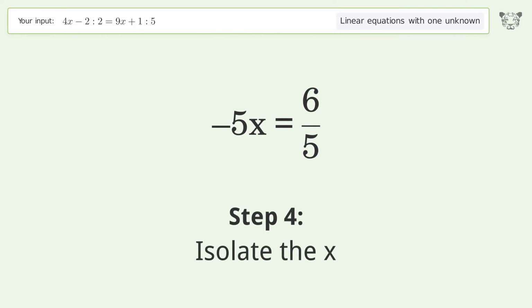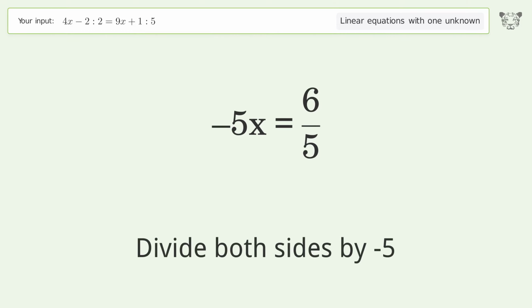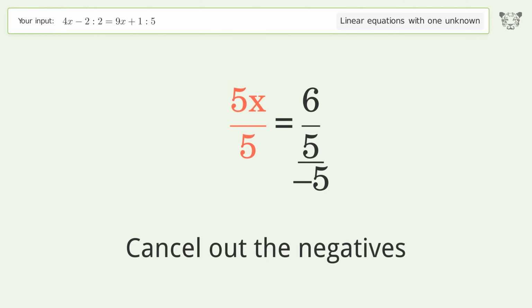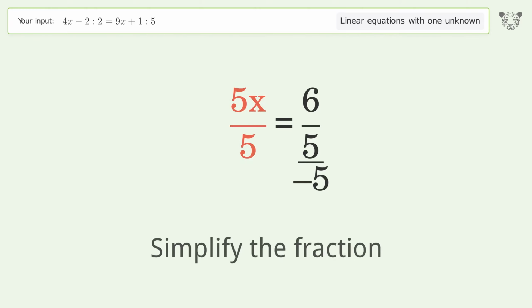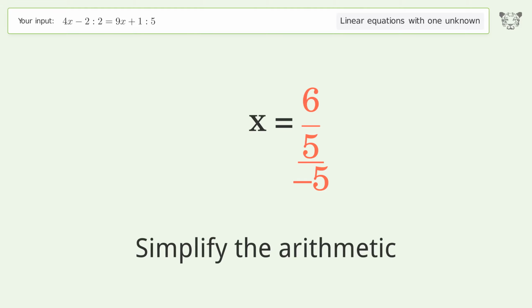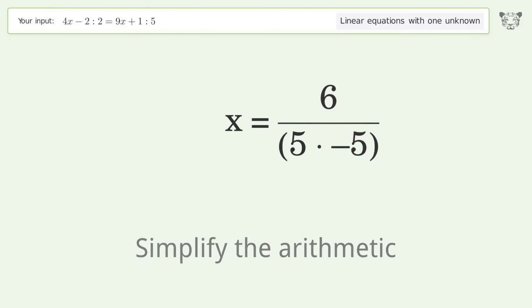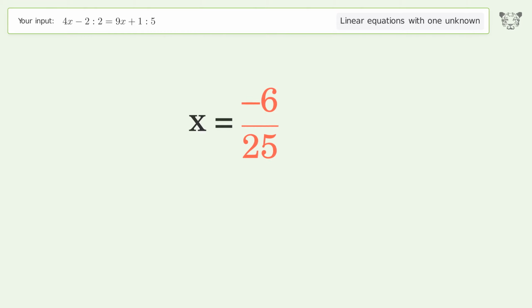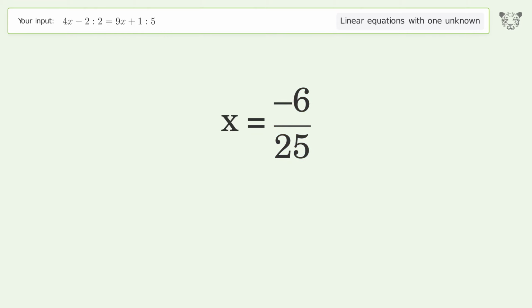Isolate the x. Divide both sides by -5. Cancel out the negatives. Simplify the fraction. Simplify the arithmetic. And so the final result is x equals -6/25.